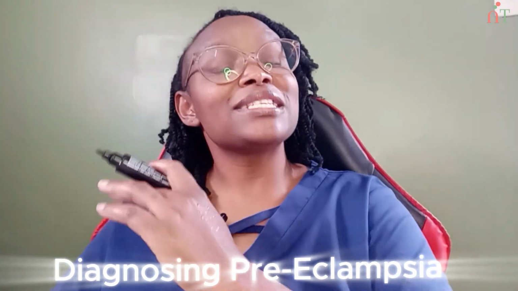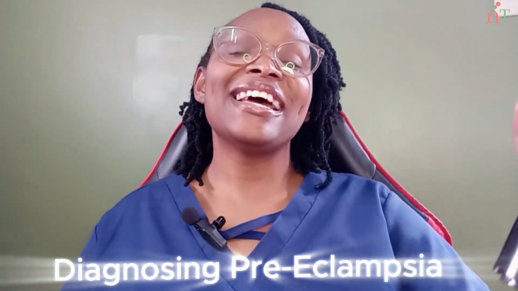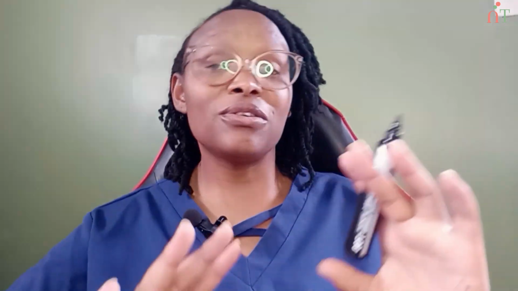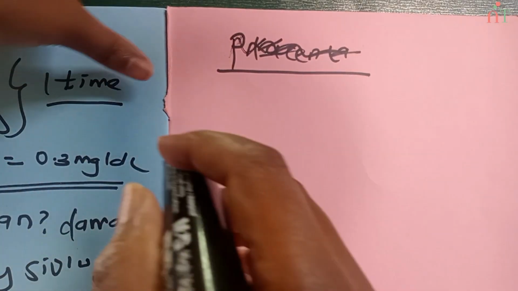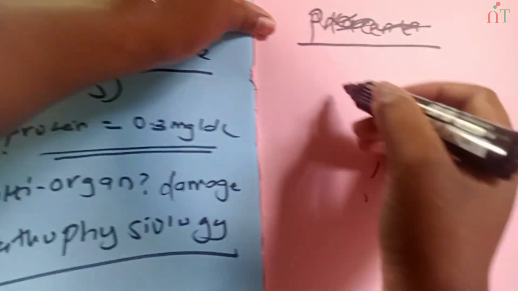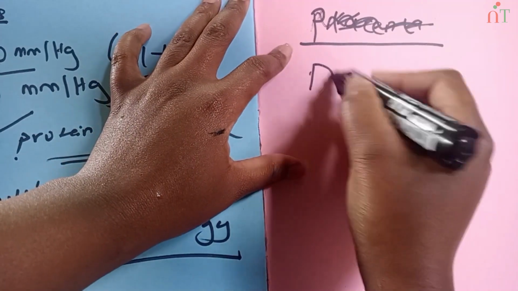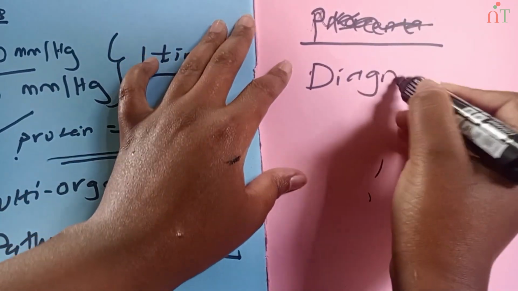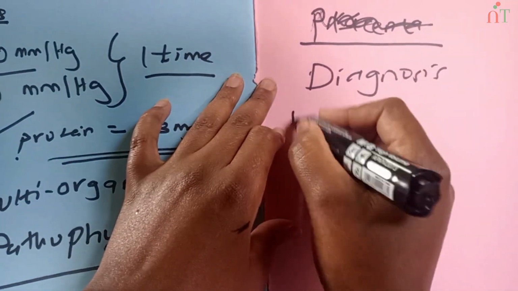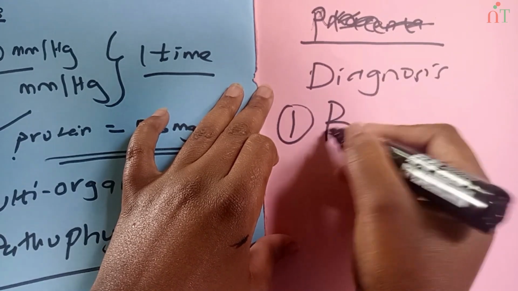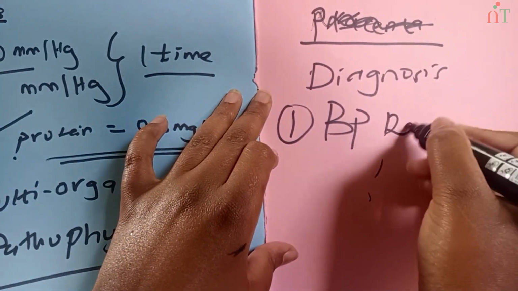So let us go to my little whiteboard, so that I can show you exactly what to look out for, so that you can clearly diagnose preeclampsia. So, welcome. Let's talk about the diagnosis. And number 1 thing is through the blood pressure readings.